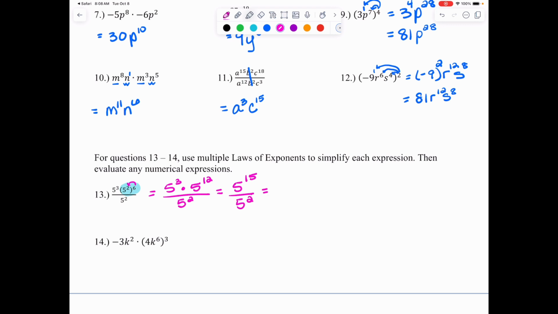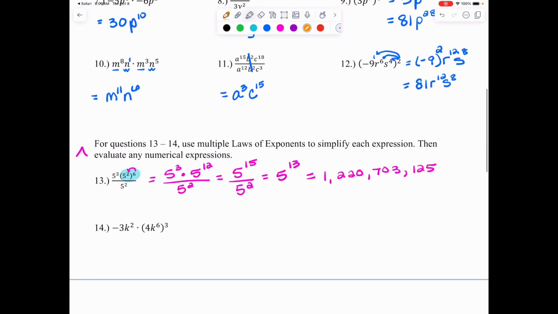And then since this is a division problem now, we are going to keep our base of 5 and subtract our exponents. 15 minus 2 would be 5 to the 13th. And then since this is a numerical base, just so that we're always practicing, you can type that in the calculator using that button, the insert button, to get up to the exponent position, and you would get 1,220,703,125.